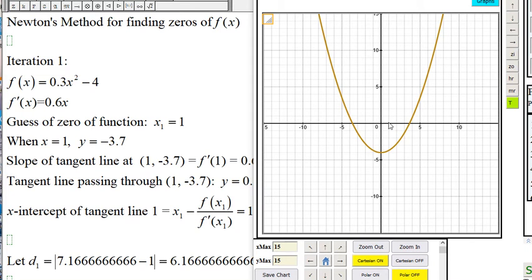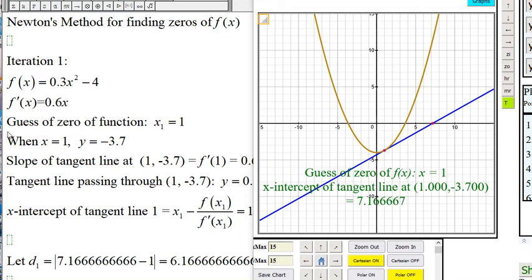And so when we pick the 1, when we let x be 1, then the corresponding y will be negative 3.7. And so what we want to do is draw a tangent line through the point 1, negative 3.7. So here we drew the tangent line at the point 1, negative 3.7. And then next, we find the equation of this tangent line, and then find the x-intercept of the tangent line.